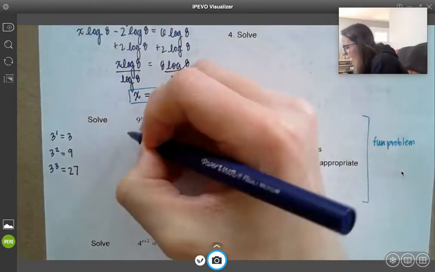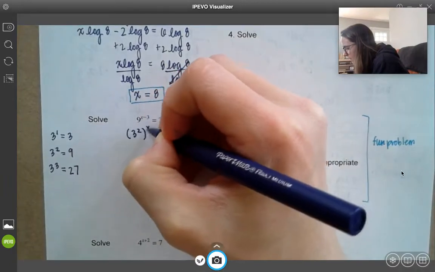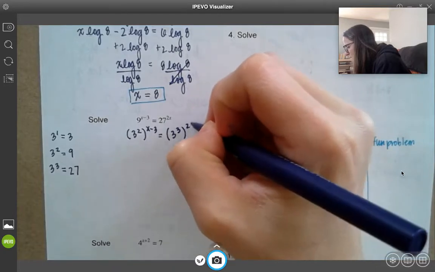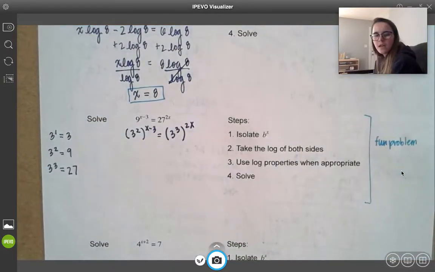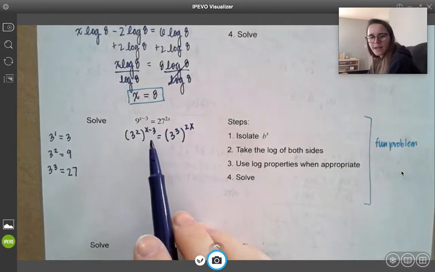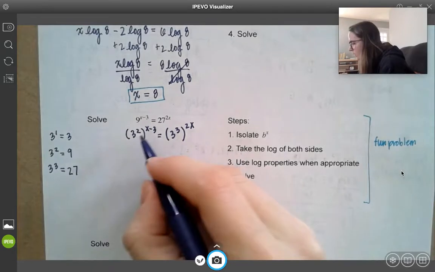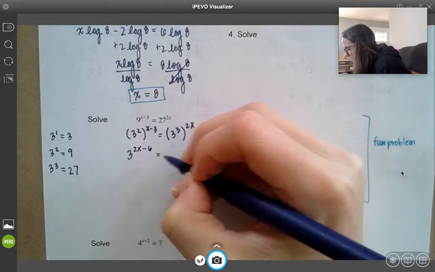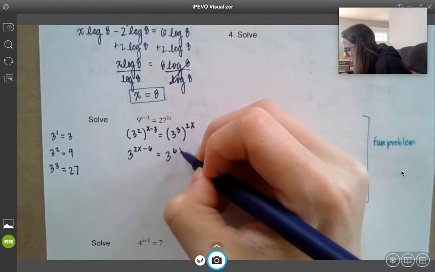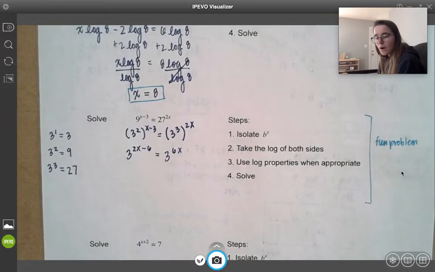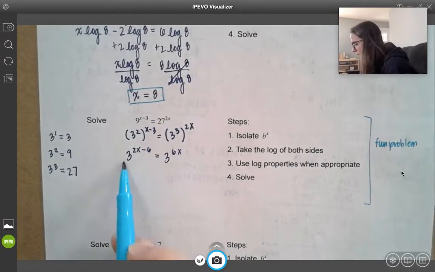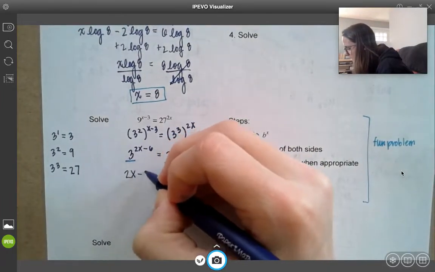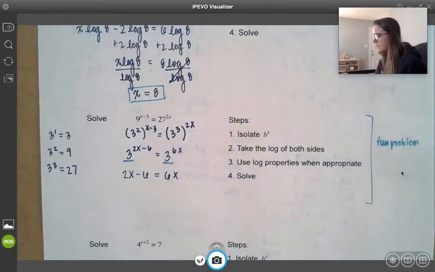So I can rewrite 9 as 3 squared and 27 as 3 to the third. I'm putting them in parentheses because if you remember before, an exponent to an exponent, we can multiply those values. So I'm going to multiply those through. So I have 3 to the 2x minus 6 equals 3 to the 6x. Now I have the same base. It's 3. So I can set those exponents equal to each other. So 2x minus 6 equals 6x.